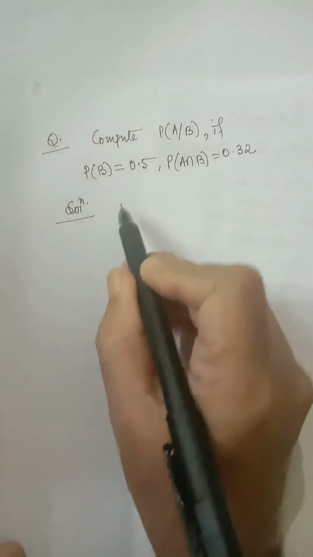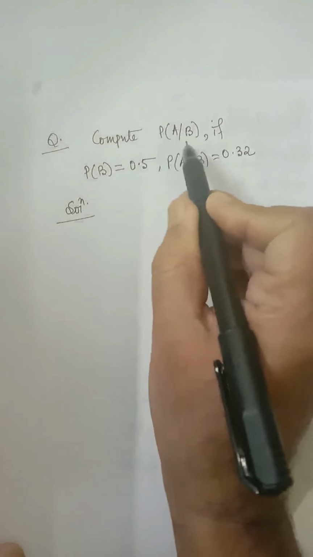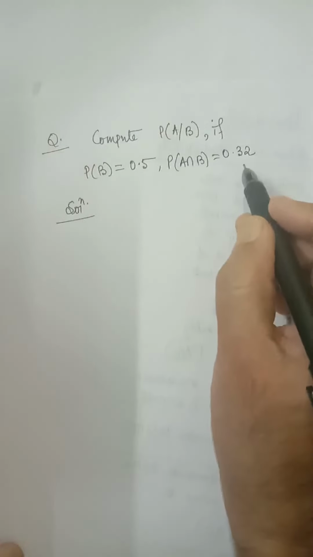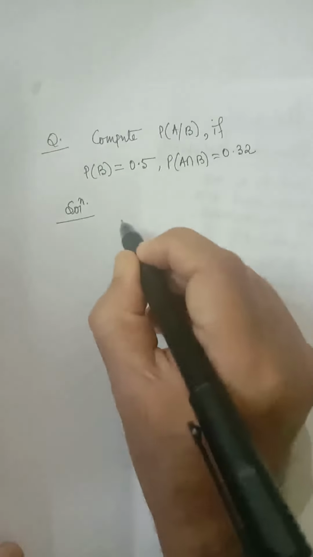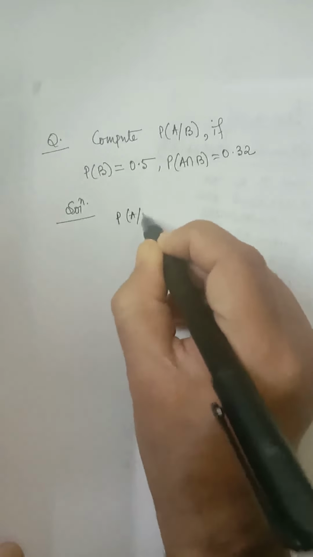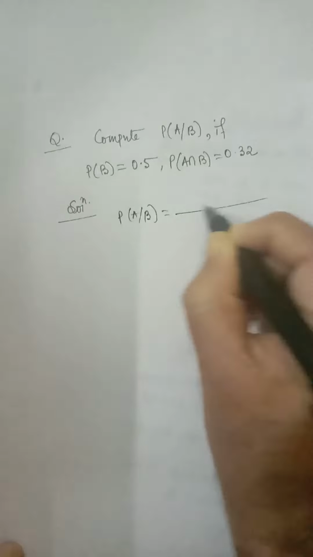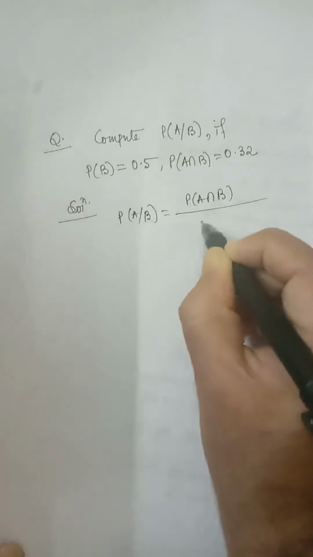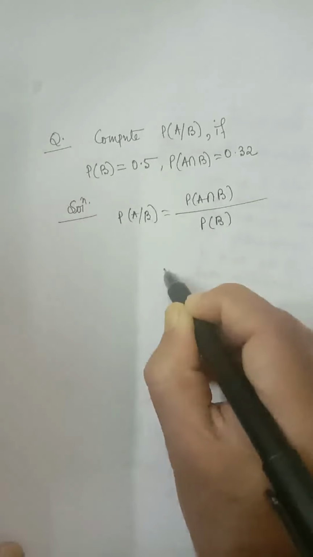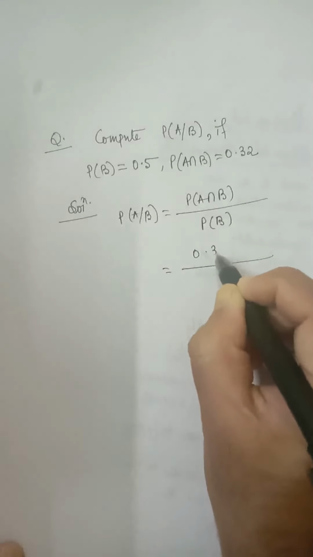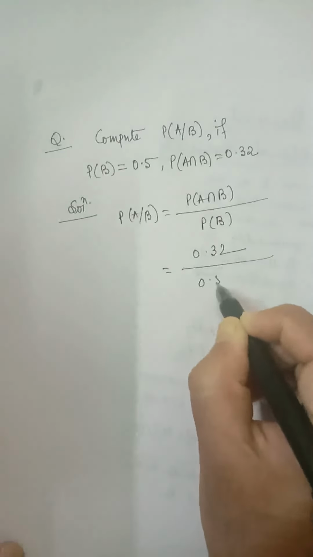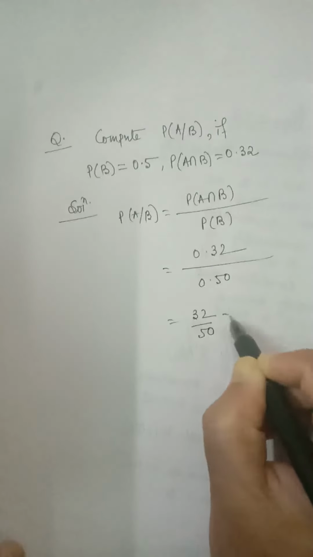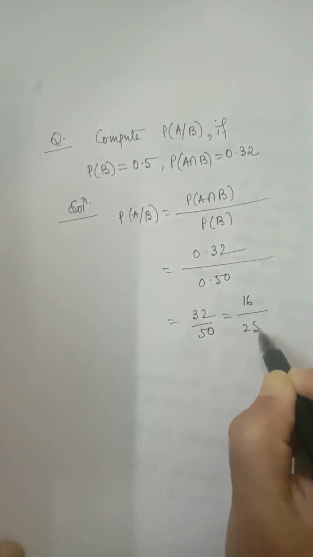In this question, we have to find the value of P(A/B), given that P(B) equal to 0.5 and P(A intersection B) is 0.32. Now, we know P(A/B) equals P(A intersection B) divided by P(B). P(A intersection B) is 0.32 and P(B) is 0.5. So it is 32 by 50. So 16 by 25 is the answer.